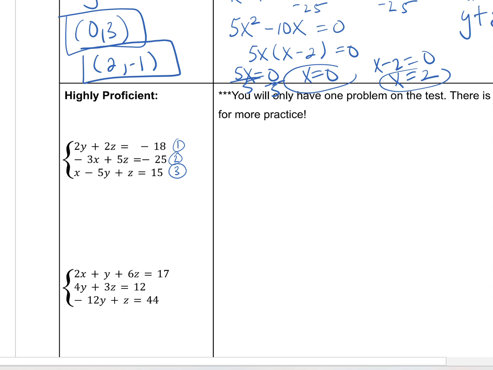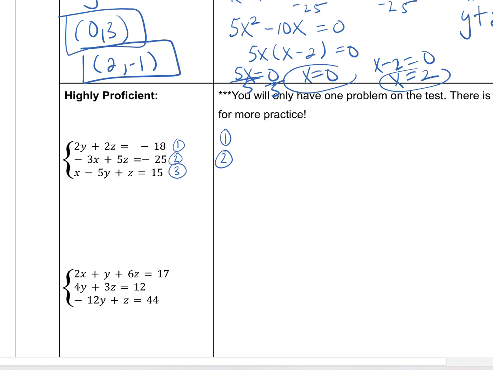The idea is to see if any of them have the same variable. So this is y and z, this is x and z. So I can't put those two together and eliminate something, because I could eliminate z, but then I would end up with a y and an x left, okay? And then it's going to be easier if I put 1 and 2 together.